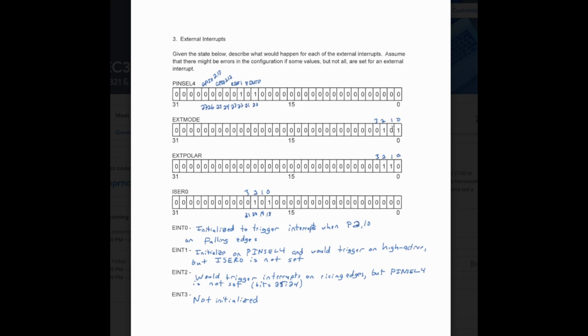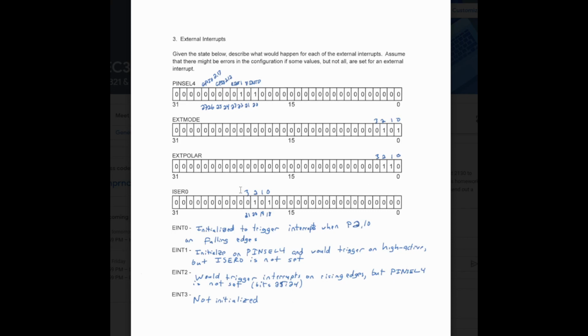XMODE for EINT1 was 0, and this is a 1, so that means it's level sensitive. POLAR means it is high level sensitive, so it is active whenever it is active high. And then for EINT2, that is 1 and 1, so that is edge sensitive and it is rising edge sensitive. And then lastly, for 3, it's 0 and 0. That means it is level sensitive and it would be low active.